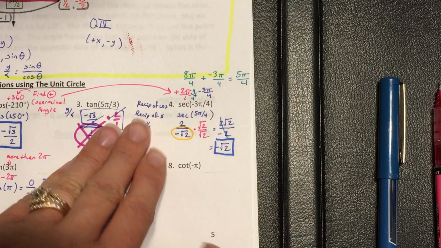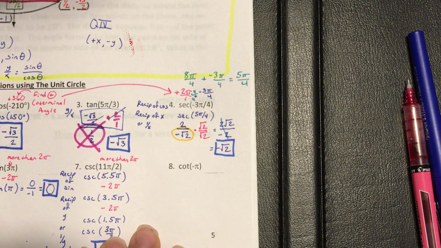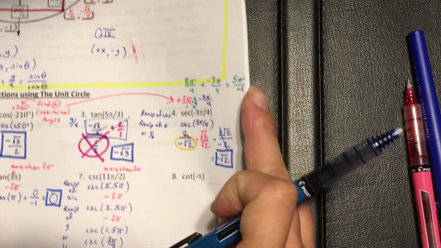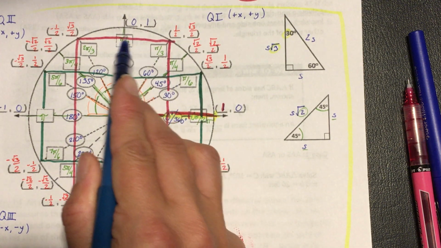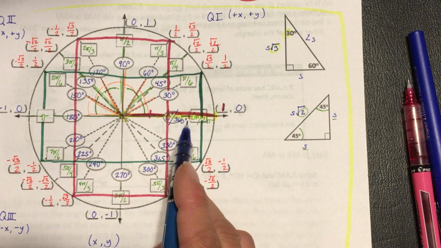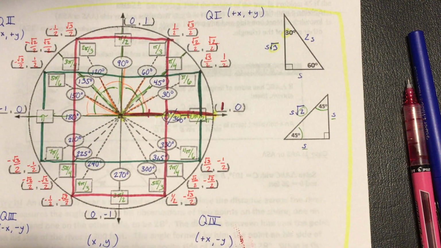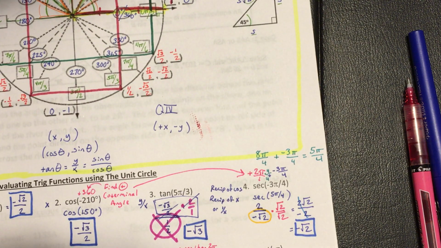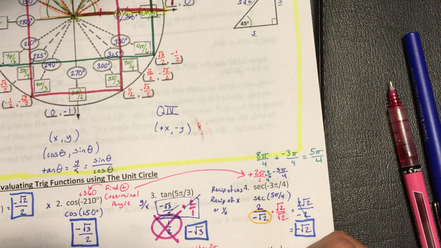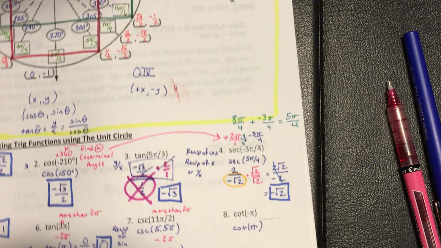All right, folks, last problem of the unit. We've got cotangent of negative pi. So visualizing this one, if I rotated positive pi, that would take me to here. If I rotate negative pi, it takes me to that exact same place. So cotangent of negative pi is the same as cotangent of pi. That is how we can visualize that.